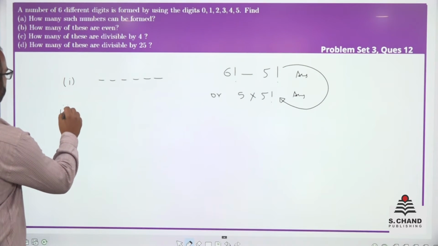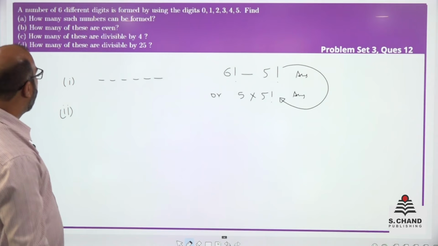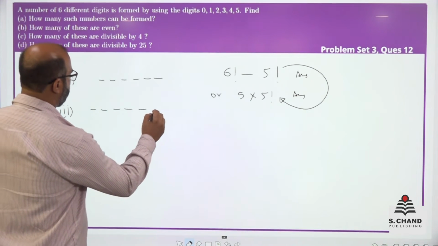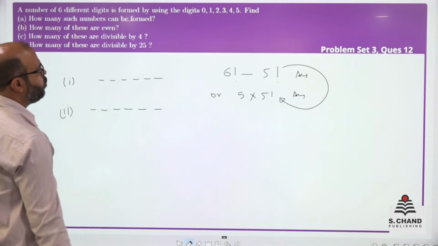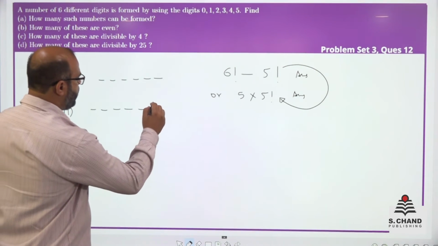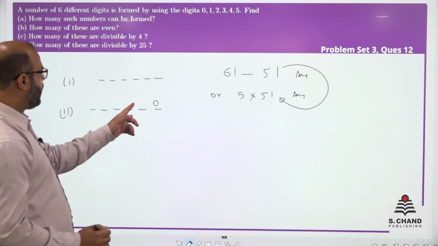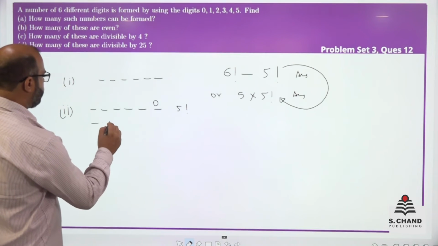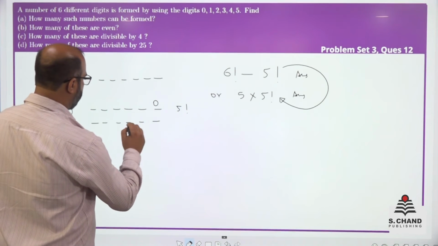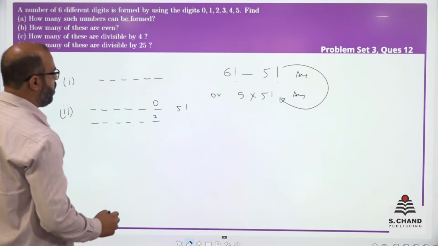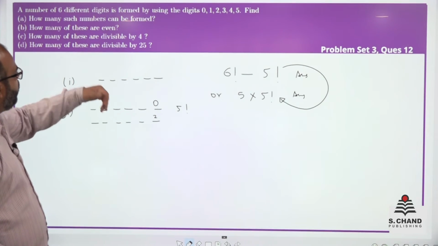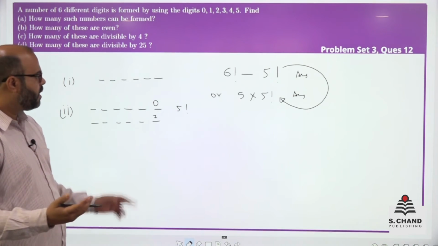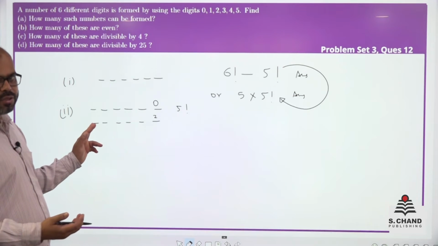Second part of this question: how many of these are even? If you want them to be even, the unit place can be filled with 0, 2 or 4. If it is filled with 0, then the rest can be arranged in 5 factorial ways. If it is filled with 2, then the rest 5 can be arranged in 5 places in 5 factorial ways, but you have to keep in mind that 0 is not at the 100,000 place.